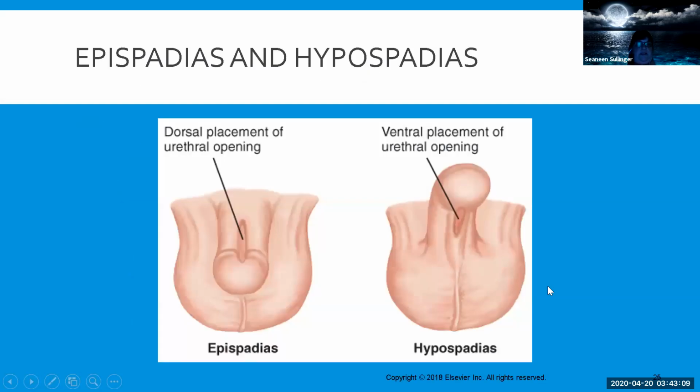So on the left-hand side is epispadias. So that's a dorsal placement of the urethral opening. And then we have hypospadias, which is a ventral placement. So hypo being under, so that's underneath on the underside. And then the epispadias is on the top side.